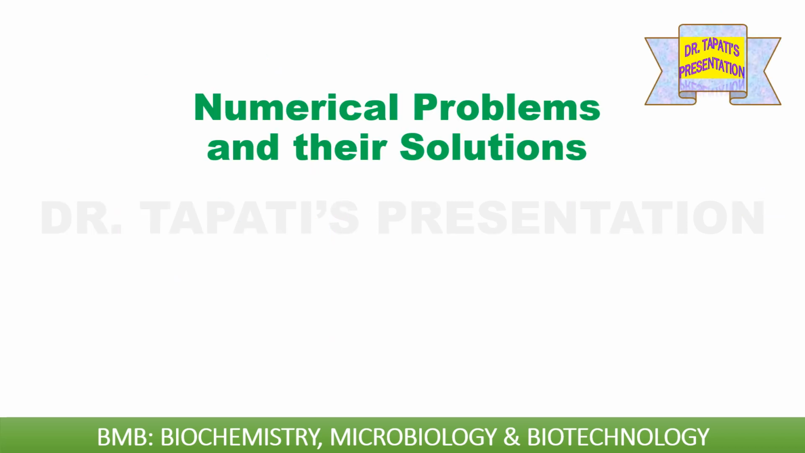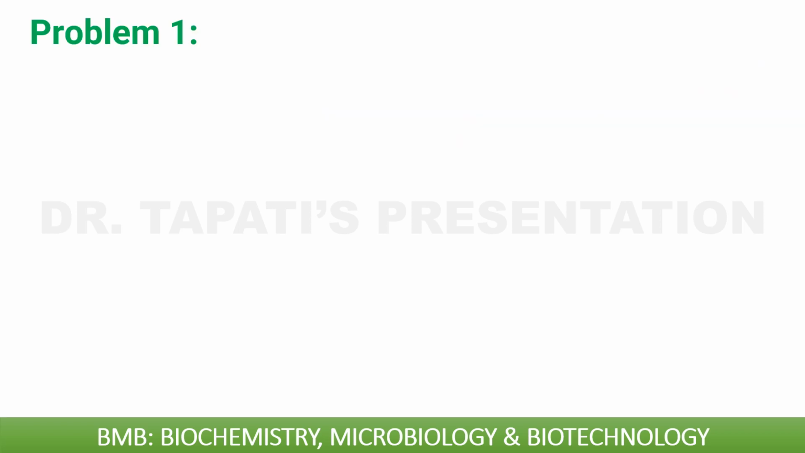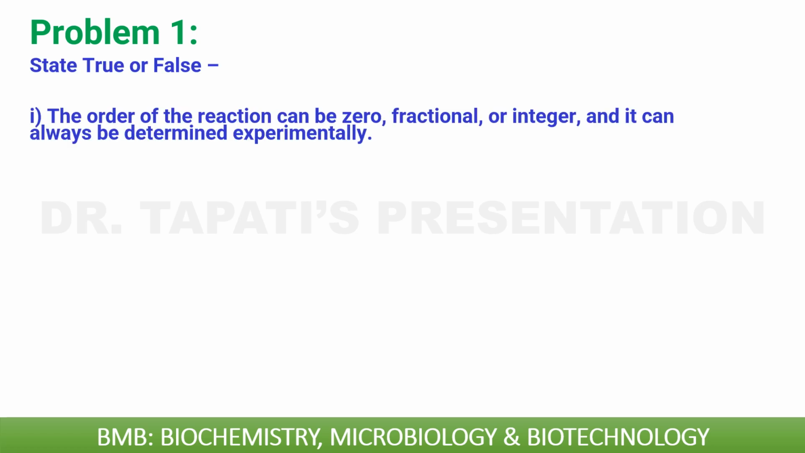Now we will solve few problems associated with zero order reaction. Problem 1. State true or false. The order of the reaction can be 0, fractional, or integer, and it can always be determined experimentally. Yes, it is true. The order of the reaction can be 0, fractional, or integer, and it can always be determined by experiments.